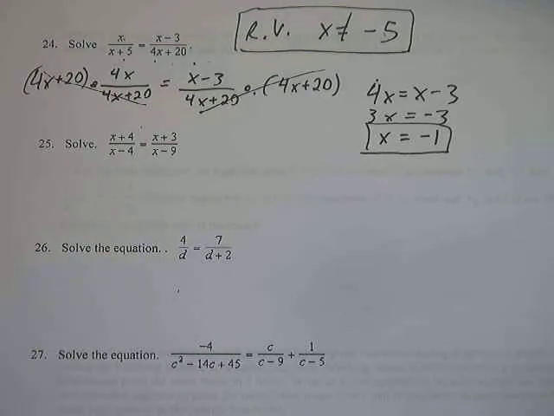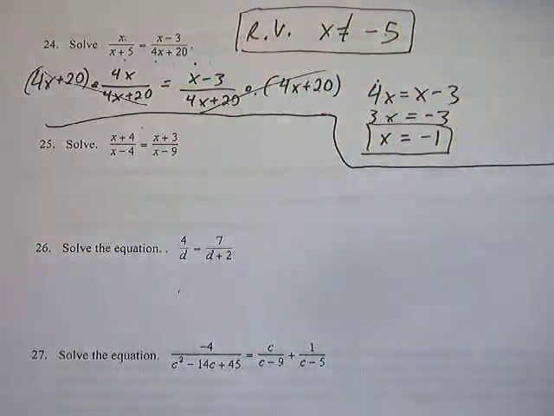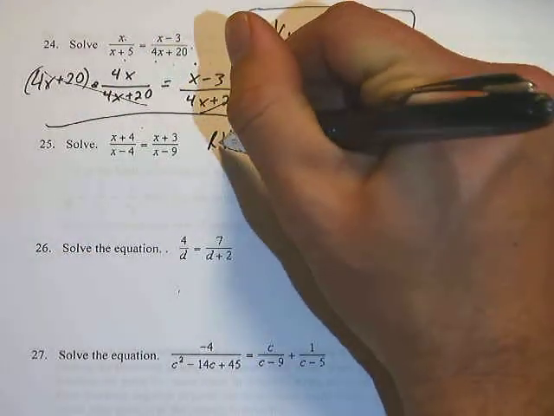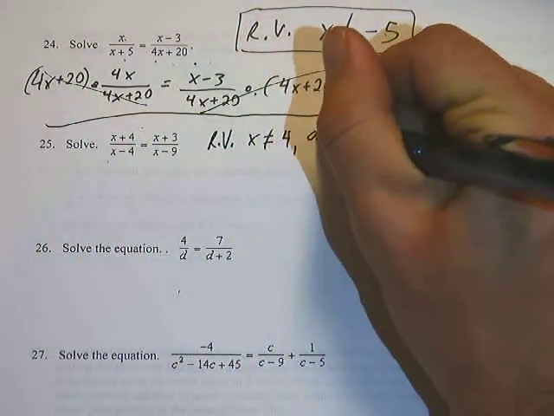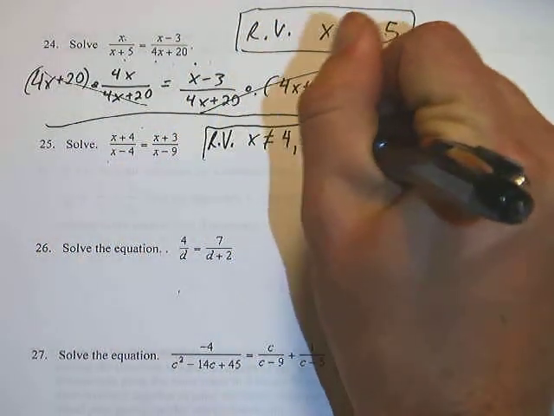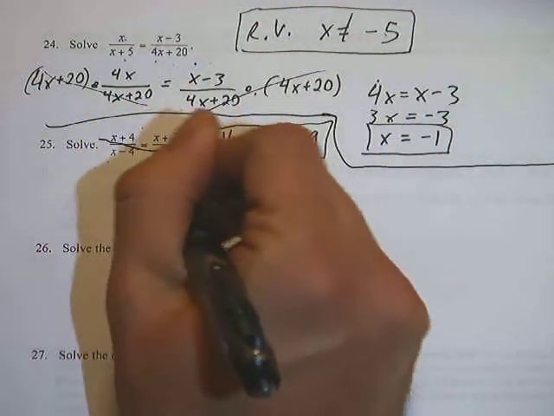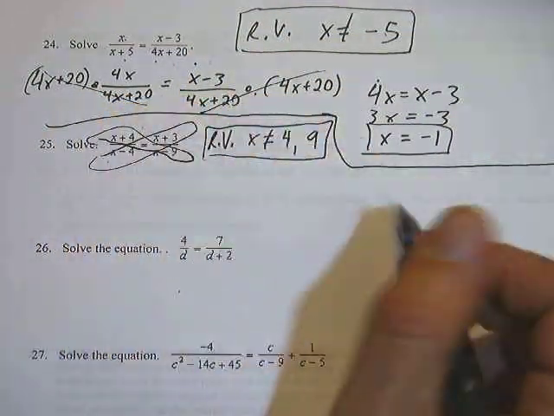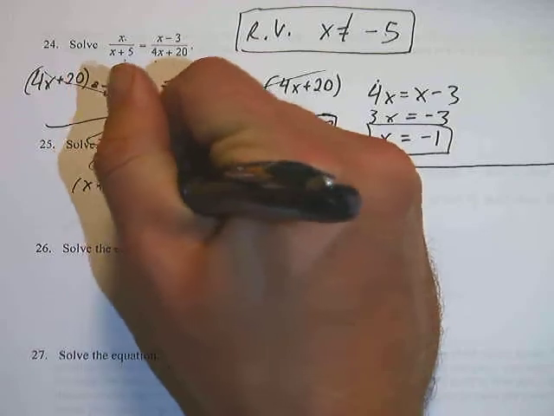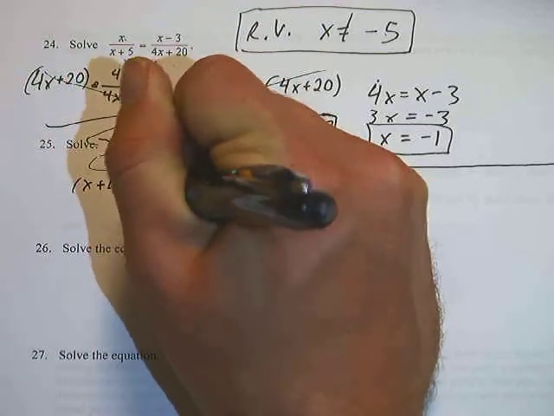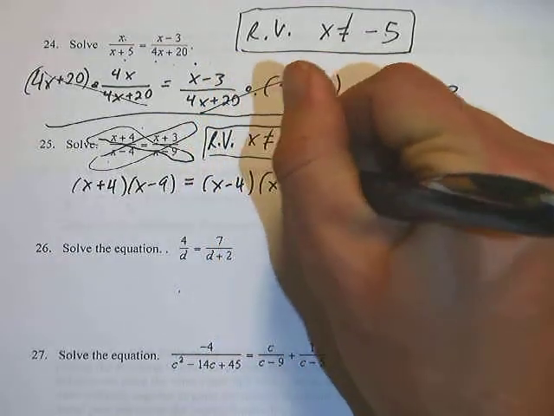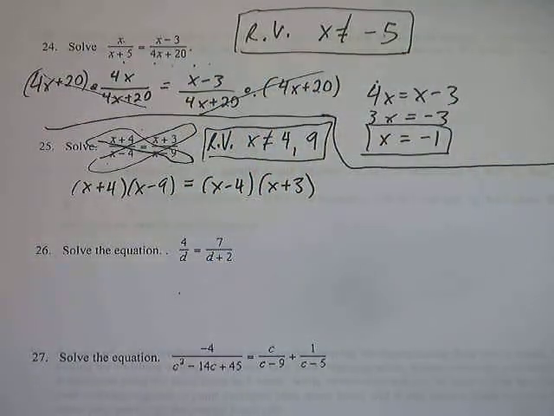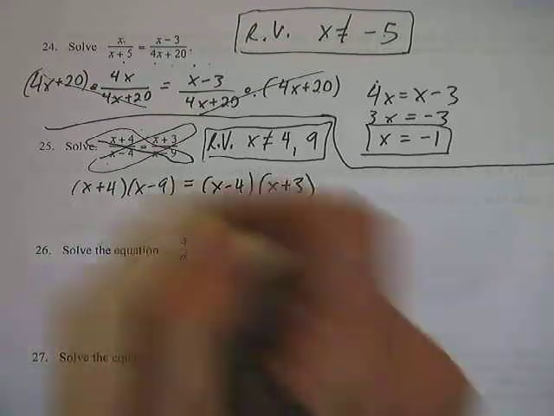However, on the next one, number 25, we are going to need to cross multiply. But before I do, I'm going to list my restricted values, which are twofold. x cannot equal positive 4 and positive 9. All right, now I'm going to go ahead and cross multiply these. It's going to give me x plus 4 times x minus 9 equals x minus 4 times x plus 3.